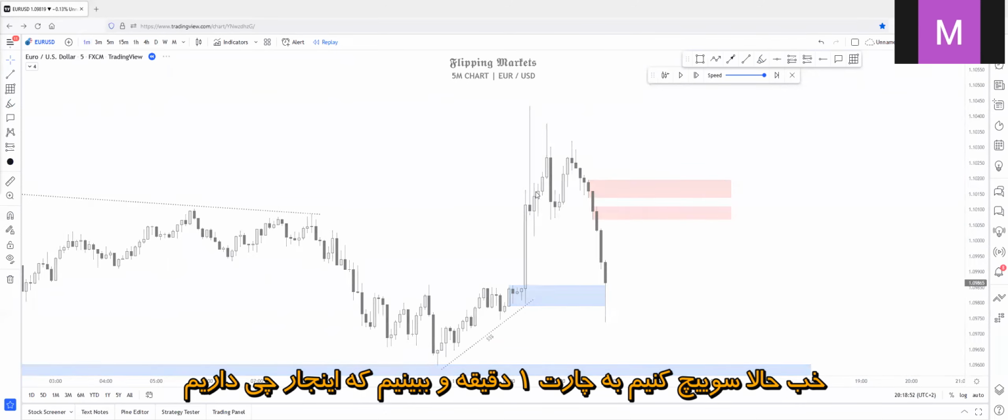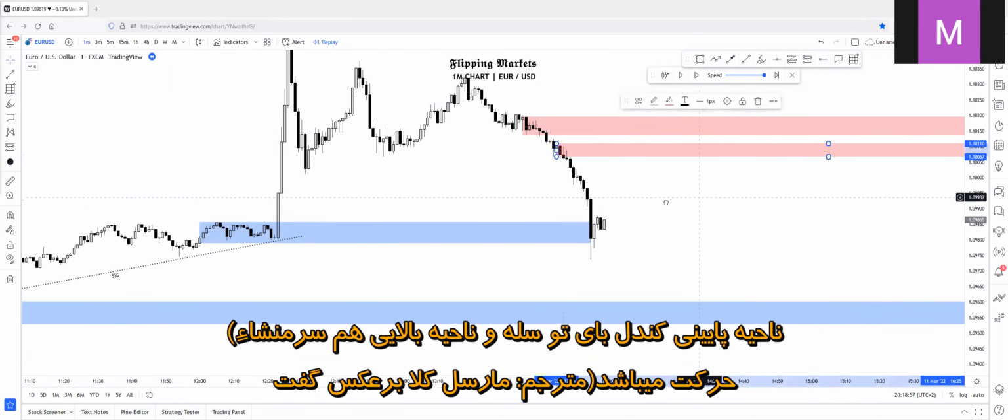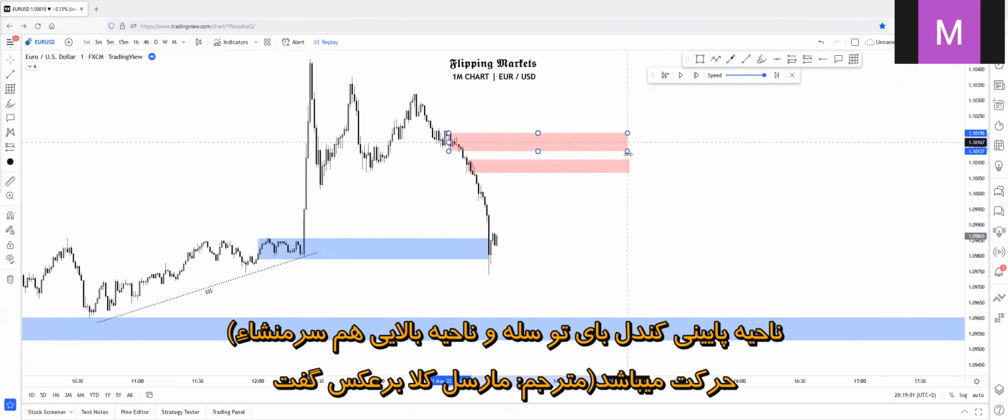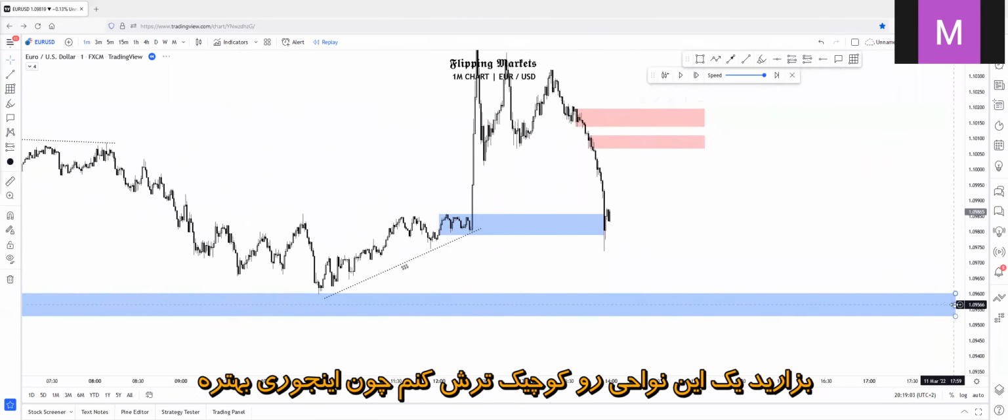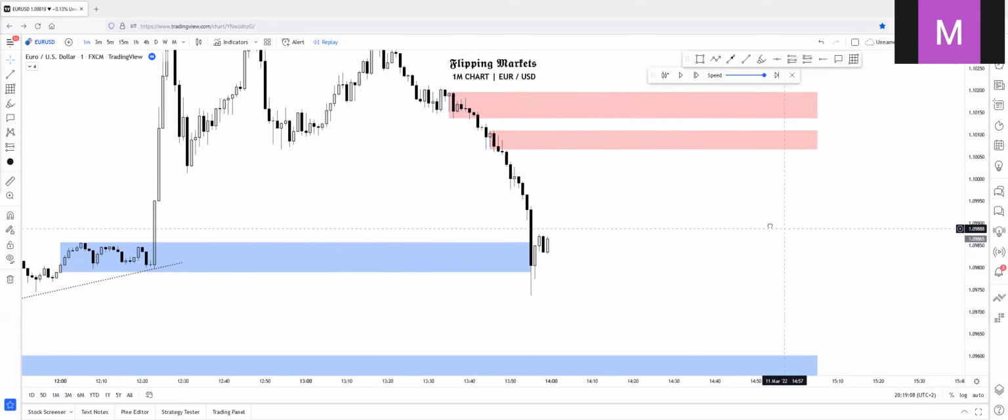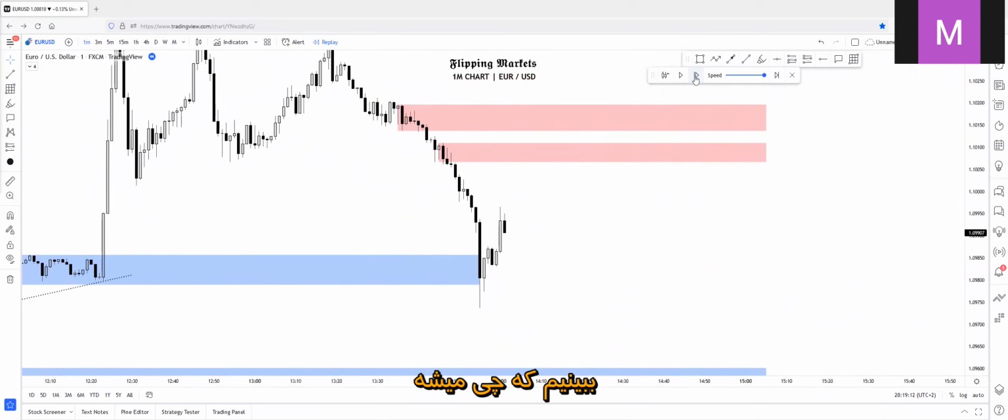So let's just switch to the 1-minute chart and let's see what we got here. The upper one is the buy to sell candle. The downer one is the original supply. So let me just close these zones a little bit because it looks better. Session starts in 1 minute. And let's see what happens.